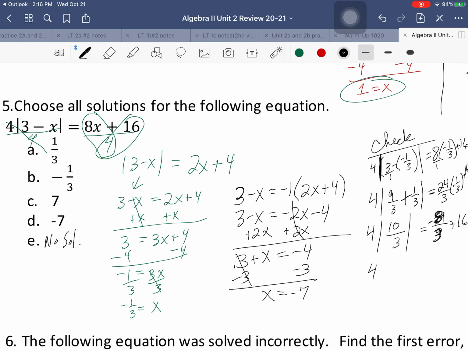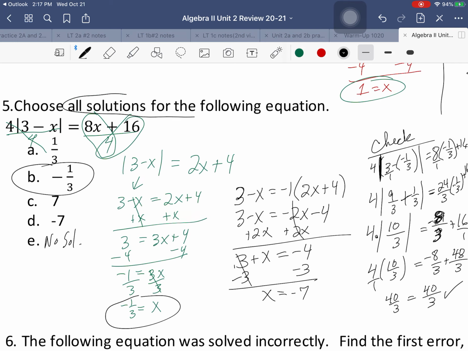Absolute value of 10/3 is 10/3. It's still multiplication, so we have to show some kind of multiplication. So 4 times, in parentheses, 10/3. Now we need like denominators. 16 over 1, what is that? 48 over 3, like denominators. On the left side, multiply them out, you get 40 over 3. Right side, add the numerators. Oh, works out. Okay, so negative 1/3 is an answer.